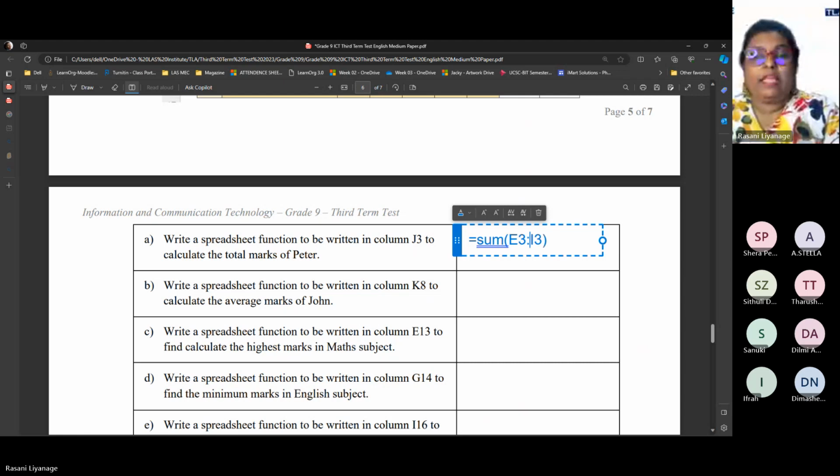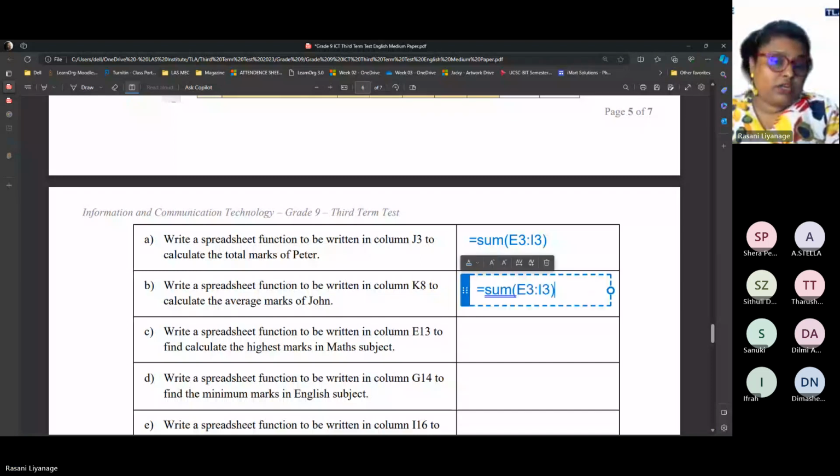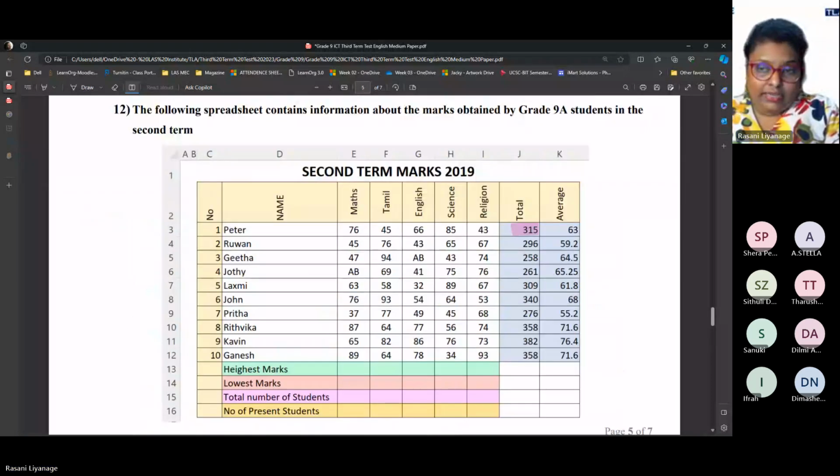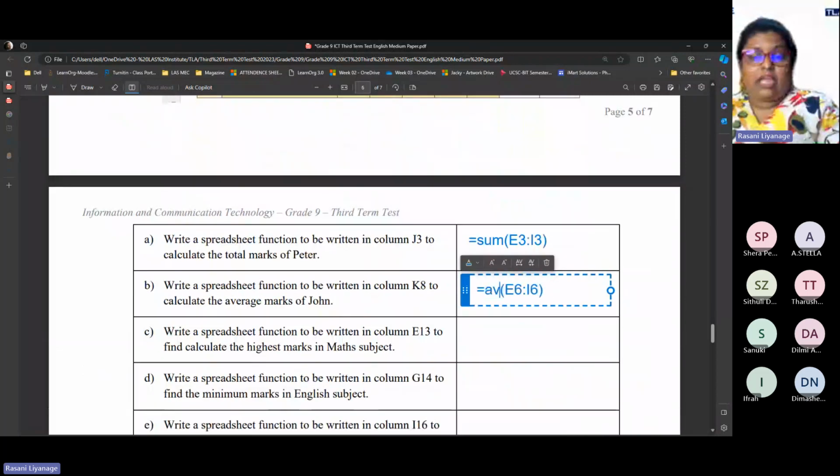Okay. Then it asks for the average marks of John, that is in K. John is here, in row 6. So it needs to be K6. Then we have to put the average from E6 to I6.